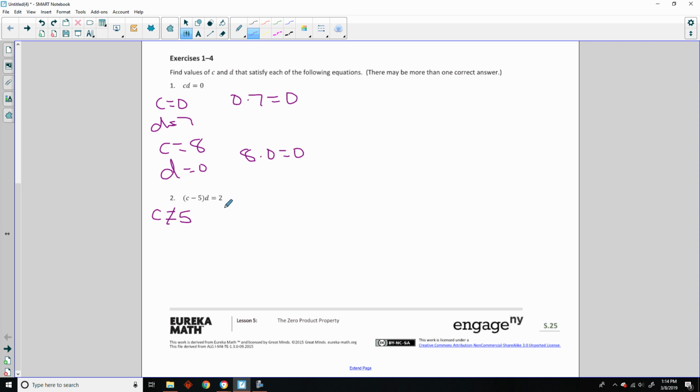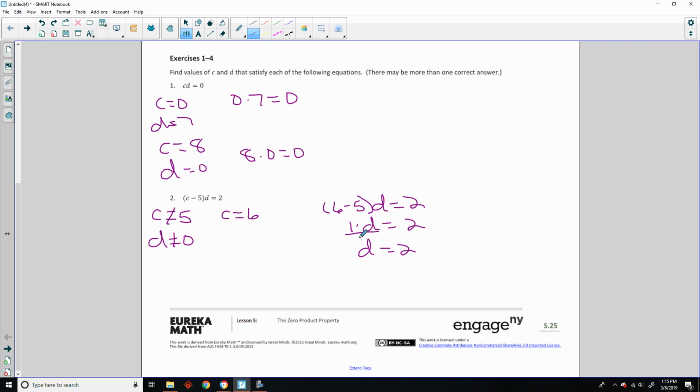D cannot equal 0. Those are my only two restrictions on this problem. C can't equal 5, D can't equal 0, because then it'd be 0 and not 2. But if C was, let's say, 6, then I'd have 6 minus 5 times D equals 2, and that'd be 1 times D equals 2, so therefore D would equal 2, because 1 times 2 is 2.